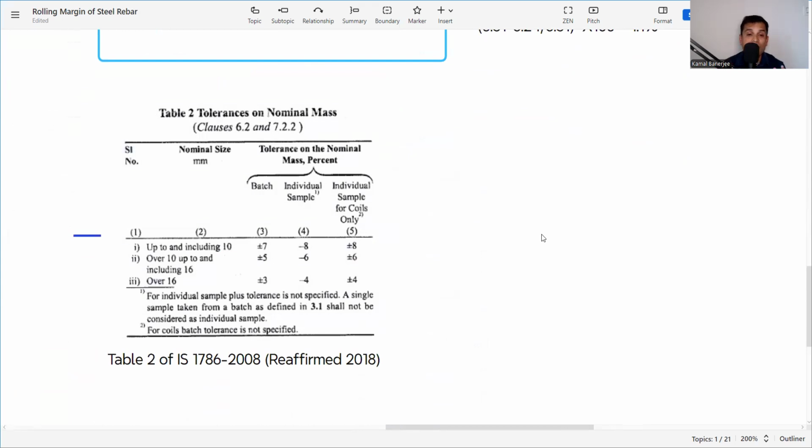Whenever we get steel at the site, it is our primary duty to find out the rolling margin and whether it is within an acceptable limit or not, because it defines the structural integrity of the structure, its lifespan, and its strength. It is our primary duty to find out the nominal mass of the individual sample and whether it is within an acceptable limit. So these are the things about the rolling margin of reinforcement bars.